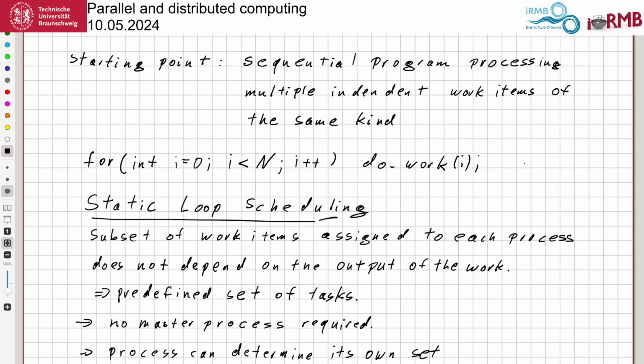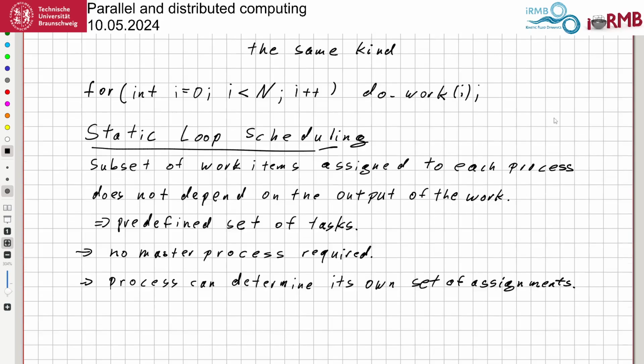So its own set of assignments. So basically, all we need is to know our rank, and from the rank we can compute what part of the problem we are supposed to solve, if we use static loop scheduling. Okay, example.